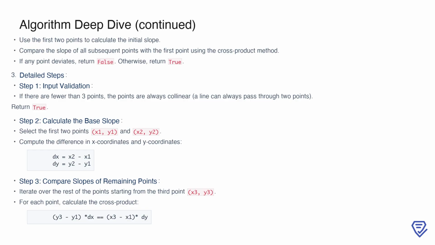For example, if there are fewer than 3 points, the points are trivially collinear, since a straight line can always pass through 2 points. For the base slope calculation, we compute the differences in x-coordinates and y-coordinates between the first 2 points. These differences, dx and dy, are then used to evaluate the slopes of all subsequent points.